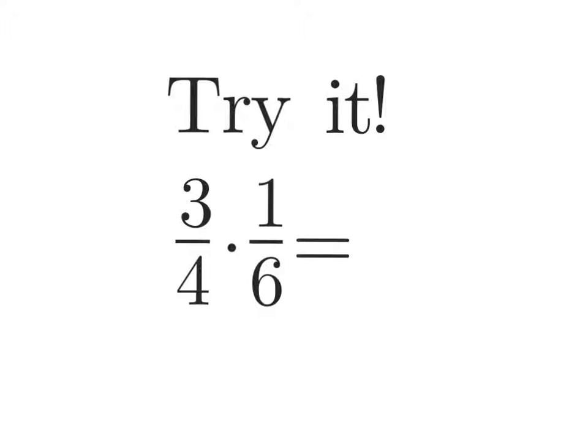All right, so I simplified. I said 3 goes into 3 1 times, 3 goes into 6 2 times, and now I have 1 times 1 over 4 times 2. Remember, I cannot simplify these because it's not top to bottom, it's across, so that cannot be simplified. So now I have 1/8.